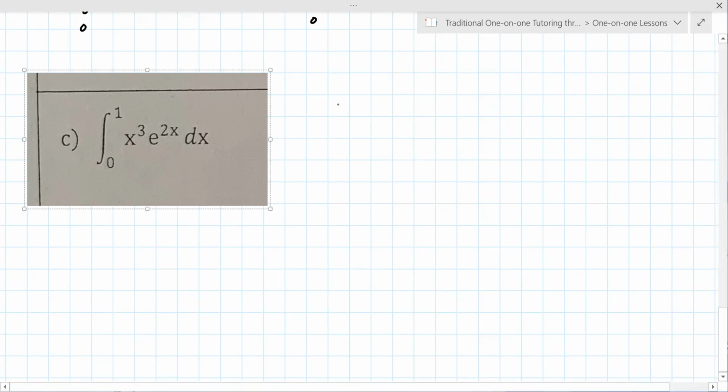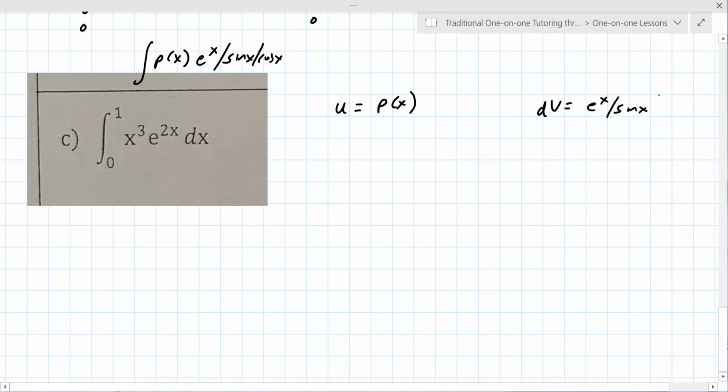So integration by parts requires you to establish a u and a dv. Your u has to be the thing that you can take a derivative of, and your dv has to be a thing that you can integrate. In one case, you're taking a derivative, in the other case, you're taking an integral. So this type of problem is an integral of a polynomial of x times e to the x, or sine x, or cosine x. The polynomial in front is always your u, and the dv is always the e to the x, sine x, or cosine x.